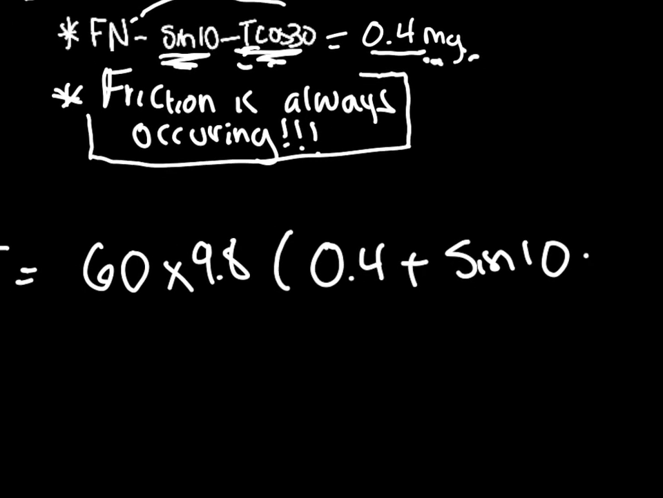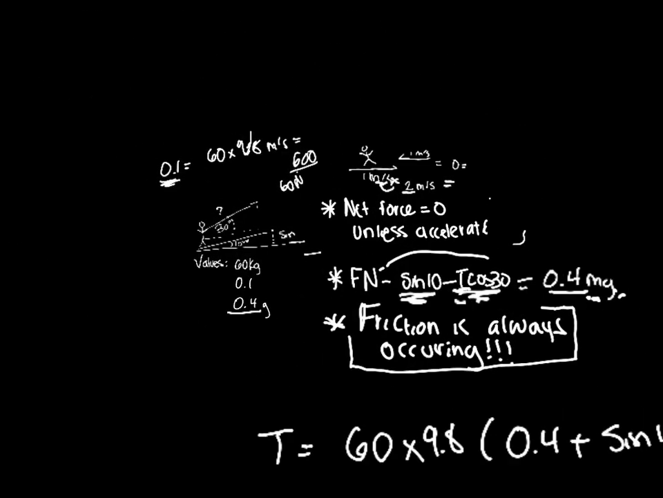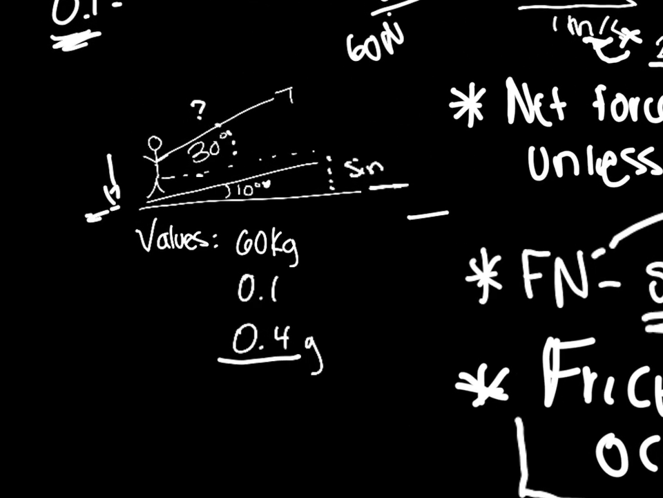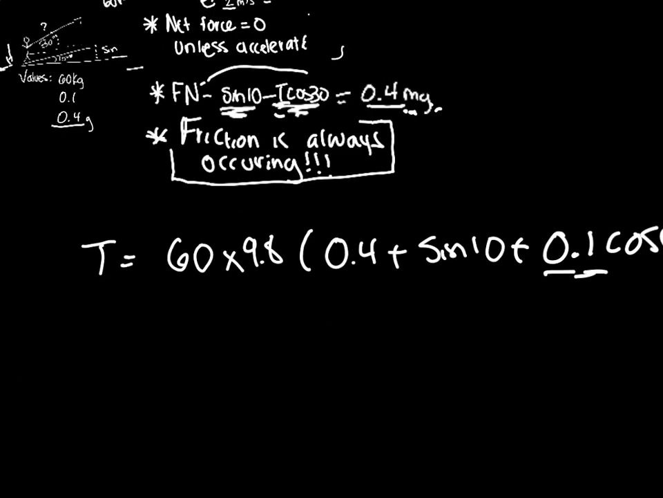Sine of 10 plus 0.1 of cosine of 10. And the 0.1 is friction. Friction on Sammy right here. Because the rope is also feeling the friction of him, of Sammy, on the snow. So we have to multiply it by 0.1. And once you get this number, you divide this number by 10. My bad, I'm sorry.